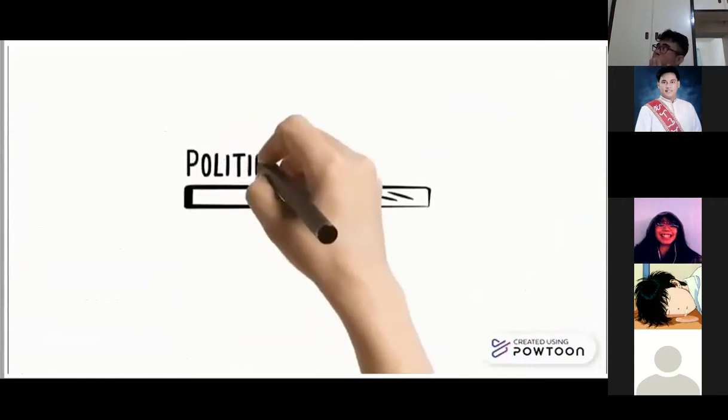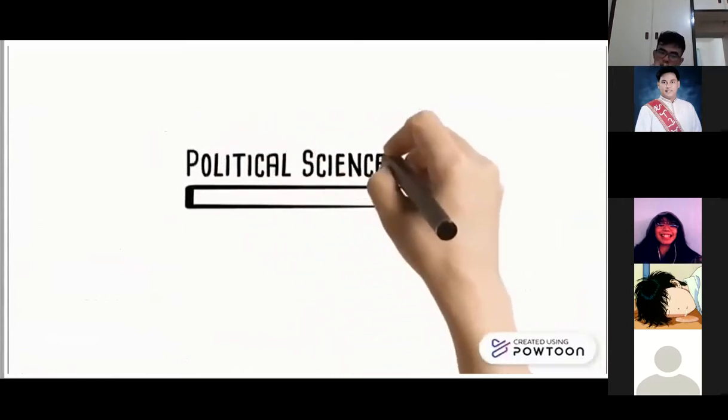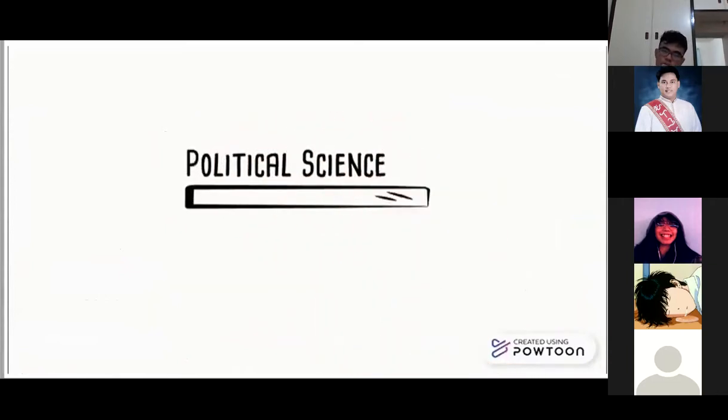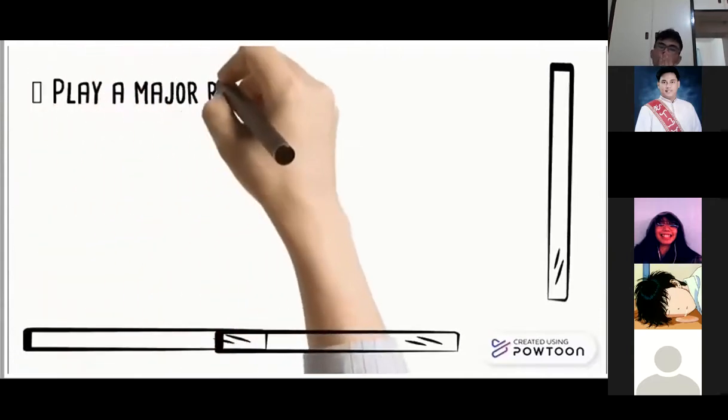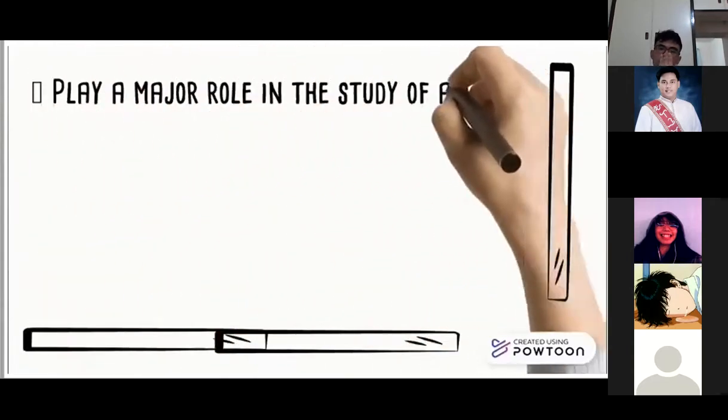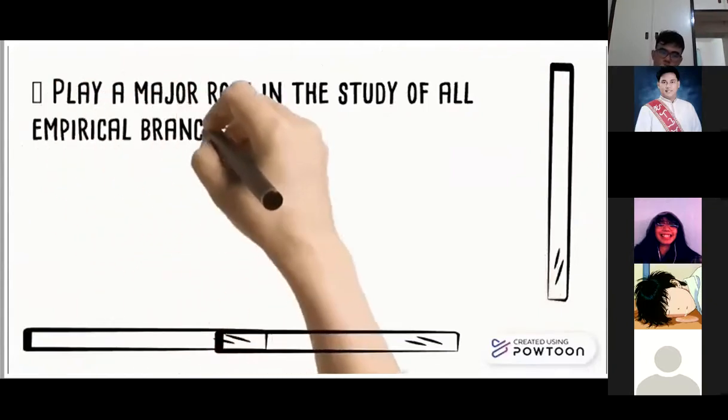Next, political science. Many of the phenomena that are studied in political science can only be properly investigated using quantitative methods. When discussing political revolutions and the emergence of political theory, quantitative data often describe the circumstances best.